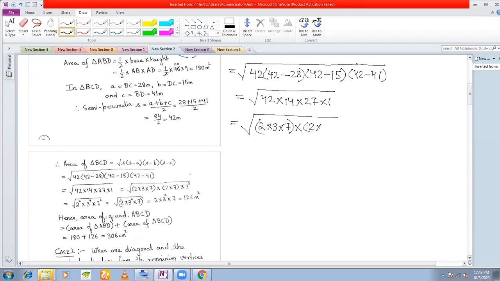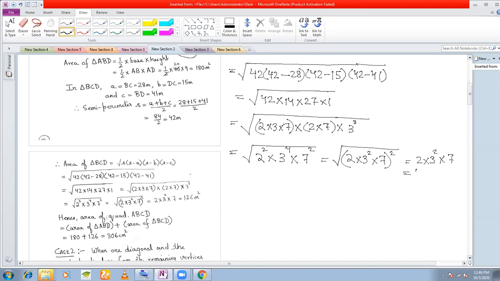14, if you prime factorize, you get 2 into 7. And 27 is 3 cube. Okay, 1 can be omitted. So what are the powers that you're getting? You're getting the power of 2 as 2. The power of 3 is, here you have a power 3, here you have a power 1, so 3 to the power of 4. And the power of 7 is 2. So you can write this as 2 into 3 square into 7 whole square. So you ultimately get 2 into 3 square into 7, which you calculate to be 126.